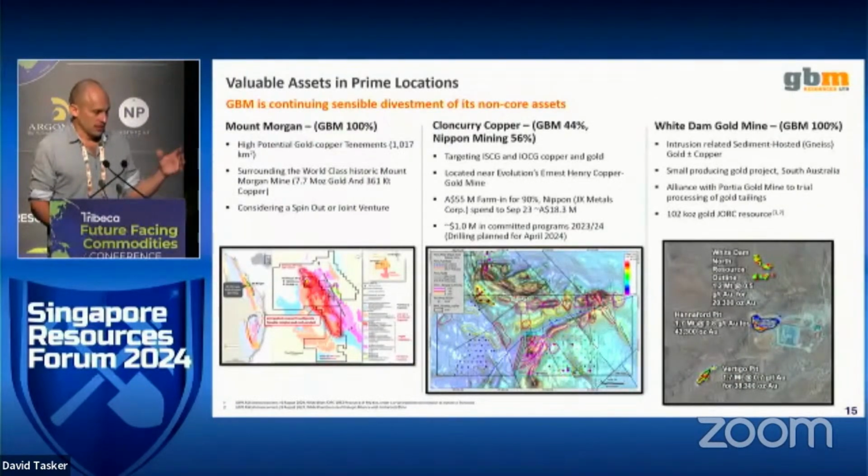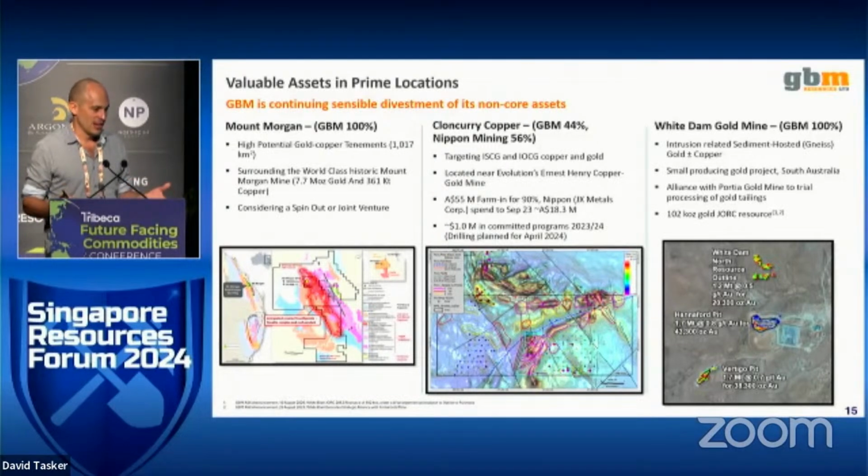The company itself has 3 other assets. All the ground surrounding Mount Morgan, which is traditionally a 7.7 million ounce deposit. Cloncurry Copper, which surrounds Ernest Henry, which is a world-class copper gold deposit, and White Dam Gold Mine, where I worked on my first job, which has a processing plant that's still running today. The company is looking to divest these non-core assets while retaining upside in them.